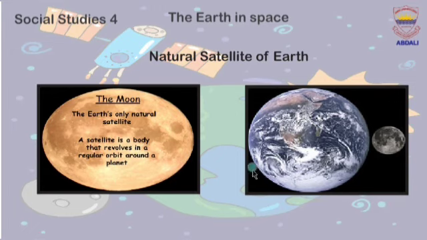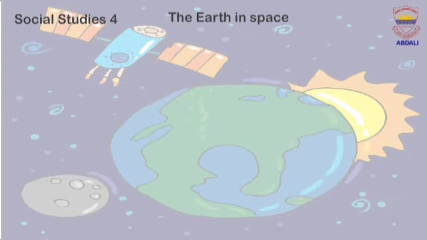Dear students, now it's thinking time. How many of you can understand the term satellite? A satellite is a body that revolves in a regular orbit around a planet. And the moon is a natural satellite of the earth.